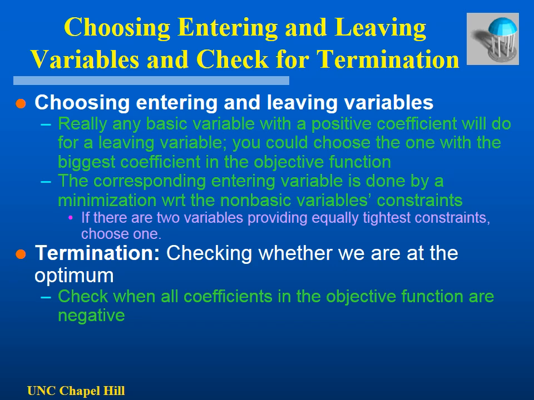Remind ourselves how we choose the leaving and entering variables. Really, any basic variable with a positive coefficient will do for a leaving variable. You could choose the one with the biggest coefficient in the objective function, and that will cause the objective function to increase the fastest. But on the other hand, its constraint might be shorter than some others, and so the rate of change will be cut off too soon. So really, any value of the leaving variable will do.